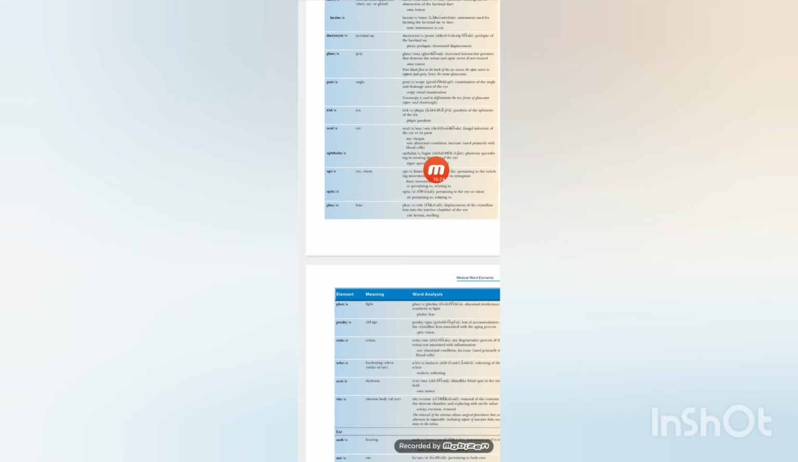Oculomycosis, when we have a fungal infection of the eye. Ophthalmologist, a physician specialized in treating disorders of the eye. Opto and optic are the same, meaning eye or vision. We say optic nerve. Optical relates to the eye or vision.